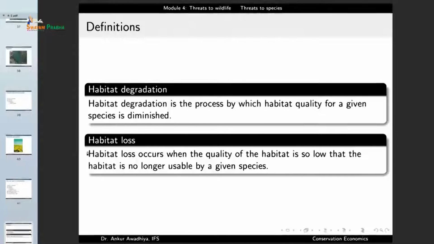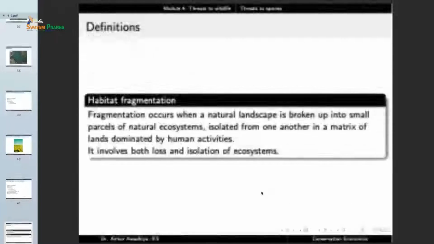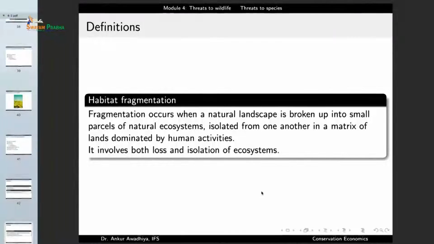Now, when habitat degradation occurs to such a large extent that the habitat quality goes down to an extreme, then we call it a habitat loss. Habitat loss occurs when the quality of the habitat is so low that the habitat is no longer usable by a given species. So, this is the extreme form of habitat degradation. Then we also have habitat fragmentation.